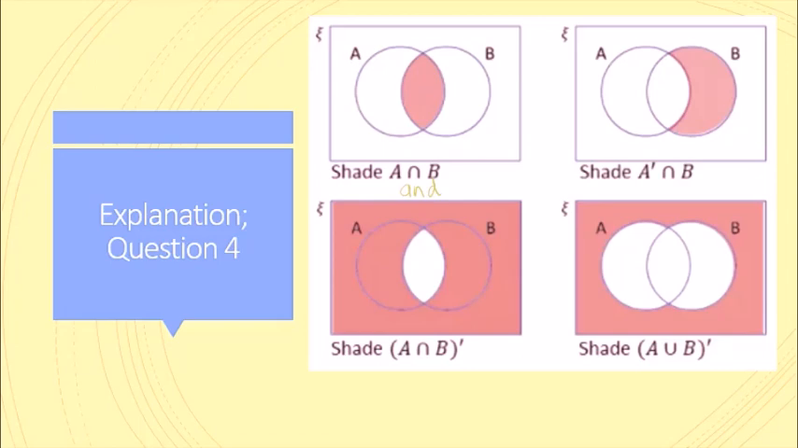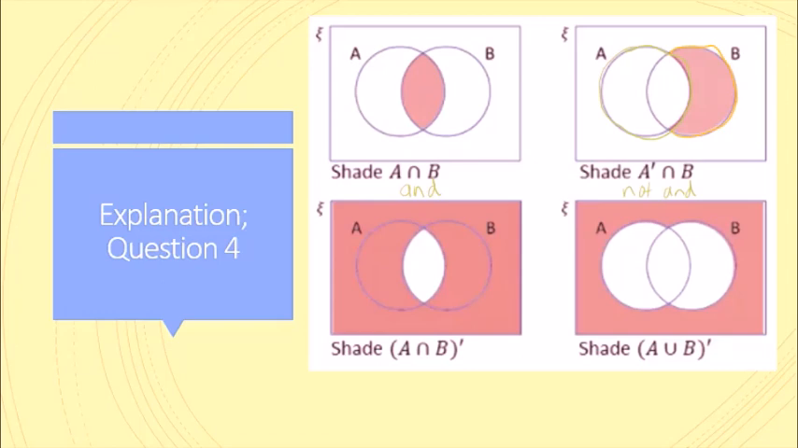So the second diagram means not A and B. So anything that's not A would be anything outside of circle A. Anything on the outside of circle A would be not A, and if it is B, it would have to be in the B circle. So anything that's not A, so on the outside of A, and also in the B circle is what's shaded in there.